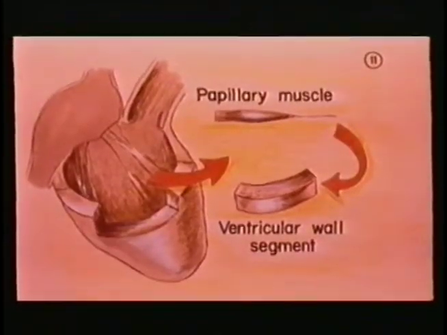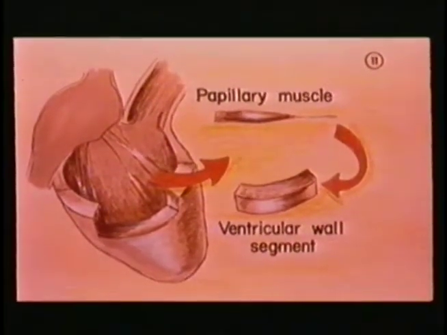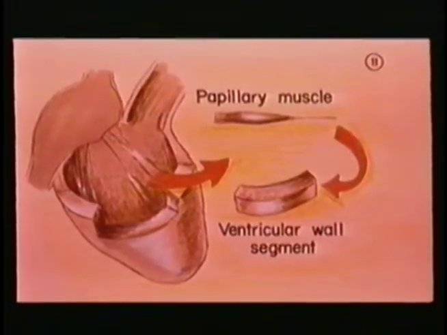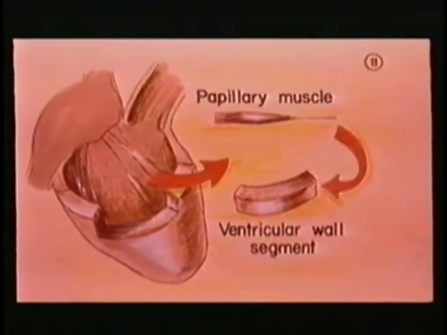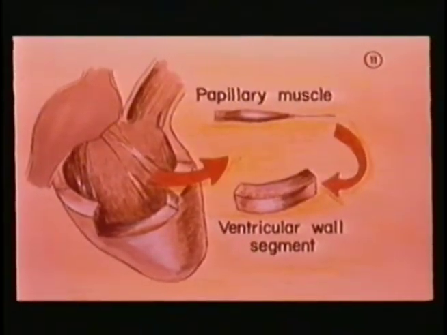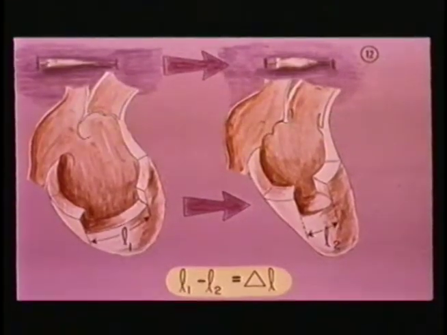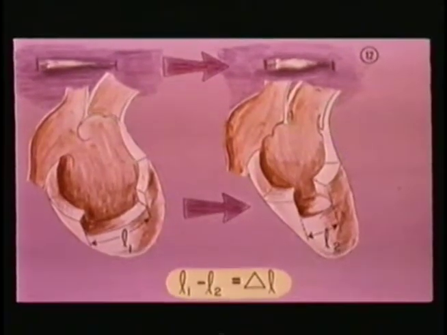Slide 11. These papillary muscle variables can be related to ventricular variables by thinking of the papillary muscle as an element of the ventricular wall. We can think of the mechanics of the papillary muscle as representative of the mechanics of a sample population of ventricular fibers. Slide 12. Papillary muscle shortening is then related to ventricular wall shortening.